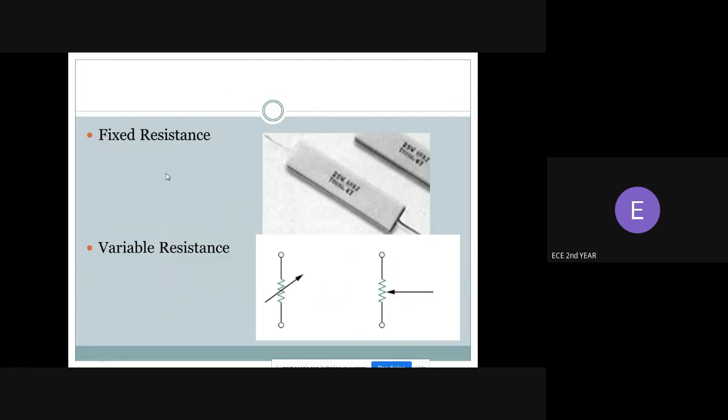There are different types of resistance. This is a fixed resistance, mostly used in electronics labs. And this is the symbol of a variable resistance. The variable arrow mark here denotes that it has a variable value.